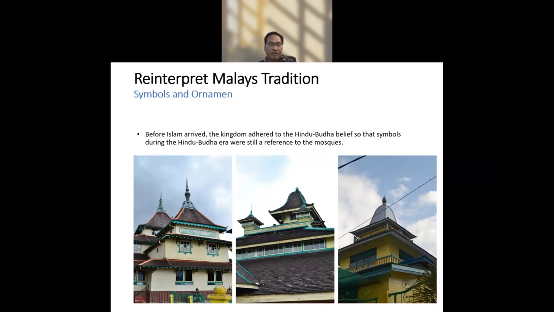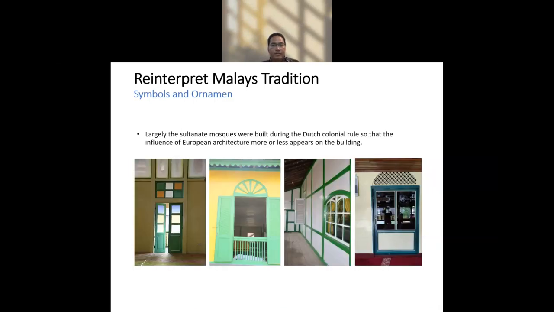That is how we reinterpret the Malay tradition into Islam. Then some or largely the Sultanate mosques were built during the Dutch colonial rule, so the influence of European architecture more or less appears in the buildings. For example, we see windows with colorful glass, and cube shapes on the ornamentation, like Italian or Art Deco.